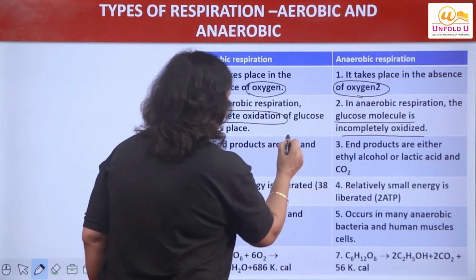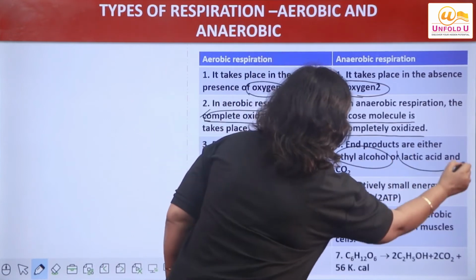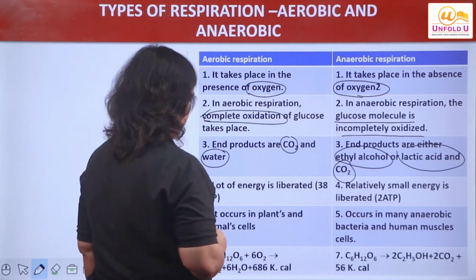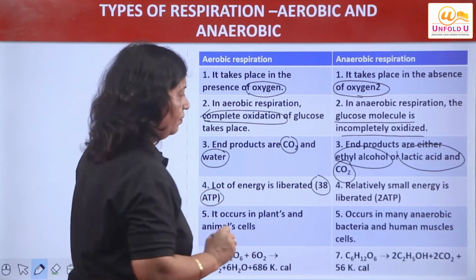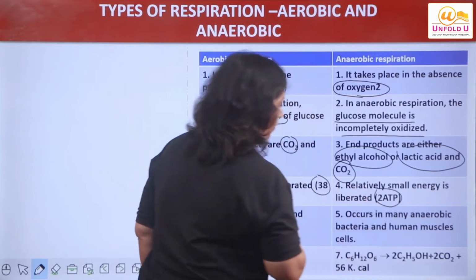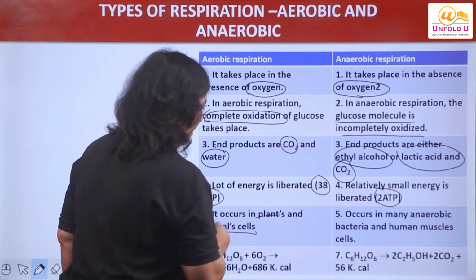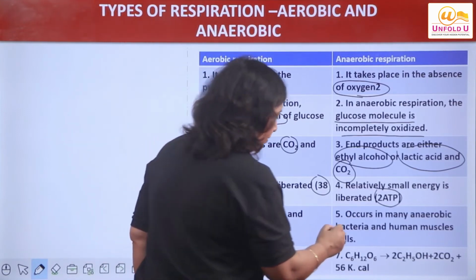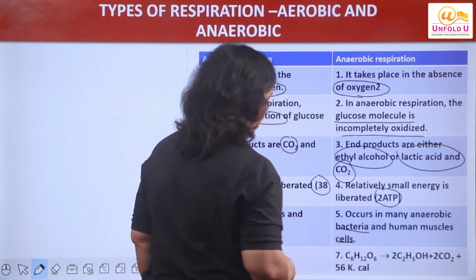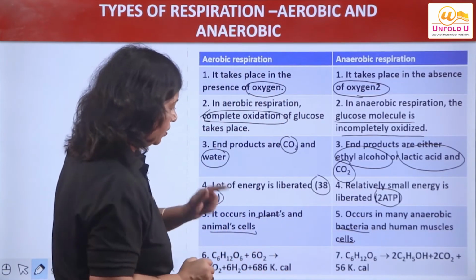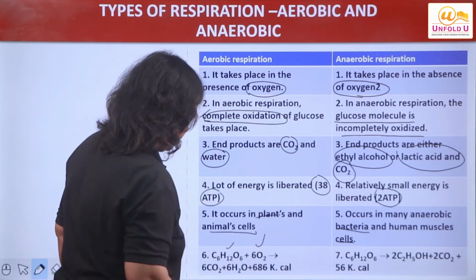Here the end products formed are carbon dioxide and water. Here we have ethyl alcohol or lactic acid, right, and carbon dioxide. Here we have 38 ATP molecules liberated. We have 2 ATP molecules in the case of anaerobic respiration. Aerobic respiration takes place in both plant and animal cells, but anaerobic respiration takes place in bacteria, yeast, or in the human muscle cells. So this is the equation in both cases. Here we have 1 molecule of glucose using 6 molecules of oxygen, right?